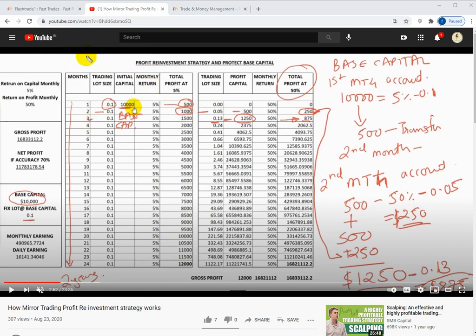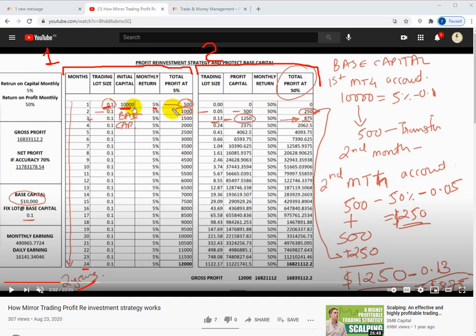To be part of it you need to have two MT4 accounts. This is the first MT4 account and this is the second MT4 account. In the first MT4 account we will trade the base capital of the client with fixed lot size and fixed return. Here in this video I have taken the time period of 24 months or 2 years. We can decrease or increase the time period as per the client's requirement. So for 2 years on the base capital of 10,000 we will trade with 0.1 lot size and a fixed 5% monthly return.